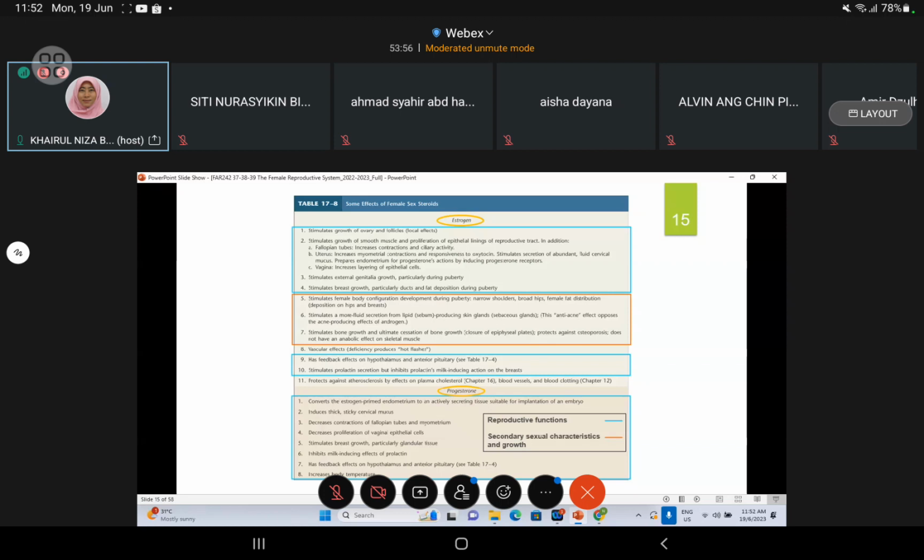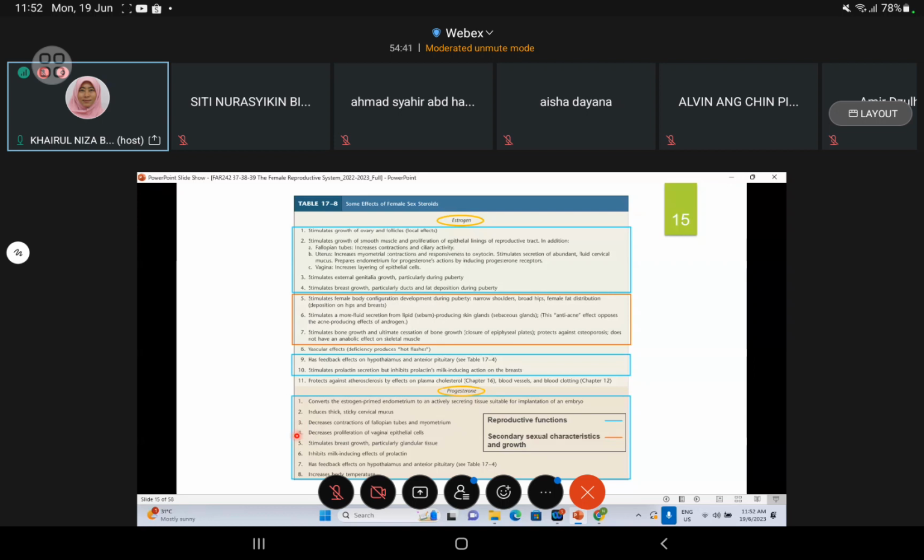Okay, with progesterone, there are fewer functions, but they are also very much important. It converts the estrogen-primed endometrium to an actively secreting tissue suitable for implantation of an embryo. Okay, so it acts upon the endometrium. It also induces thick, sticky cervical mucus and decreases contractions of the fallopian tubes and myometrium when they are no longer needed. Because we know that compared to estrogen, progesterone secretion comes much later. Okay, so when contraction of the fallopian tubes and myometrium is no longer needed.